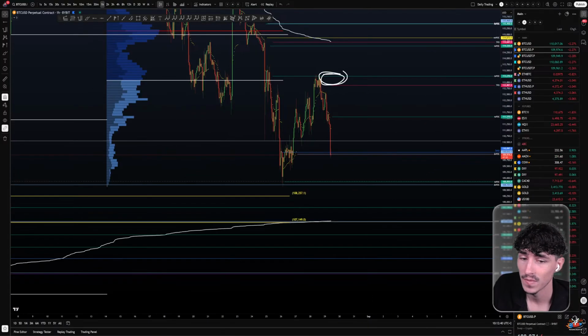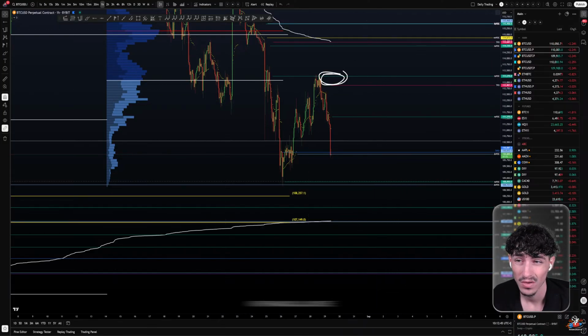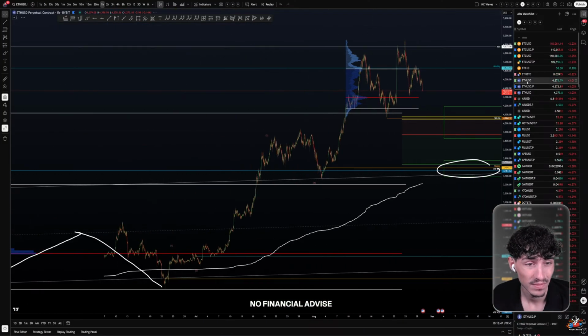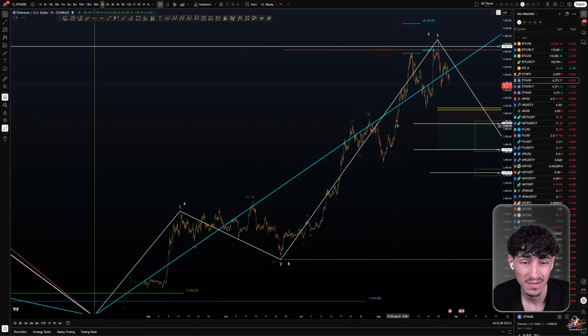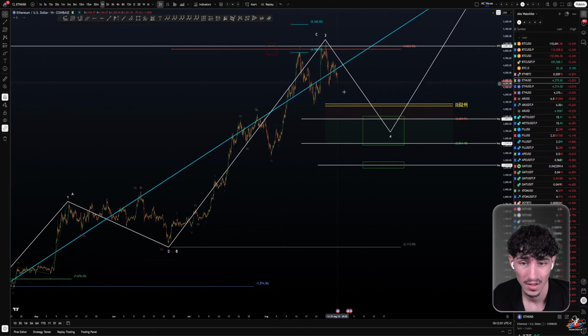Anyways, let's see. So that is it for Bitcoin, and that is it for today. Honestly, there is nothing more to add on the other assets. Okay, ETH is just pulling back right now, following a wave count.